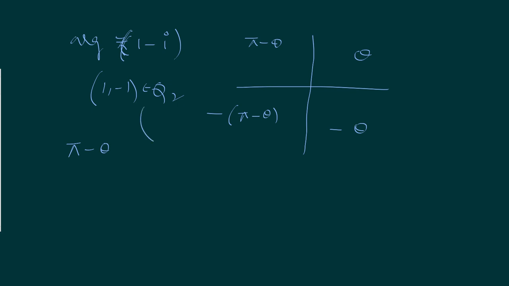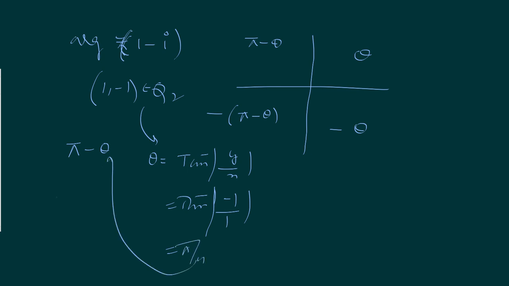So theta is what? Tan inverse of minus 1 by 1, which is positive 1, that is pi by 4. Substitute here. Then argument of z is pi minus pi by 4, that is 3 pi by 4.